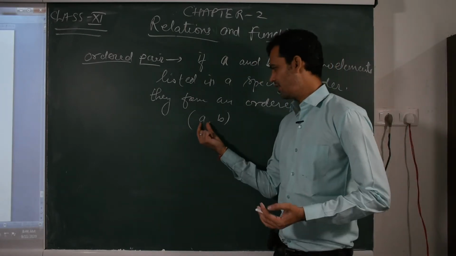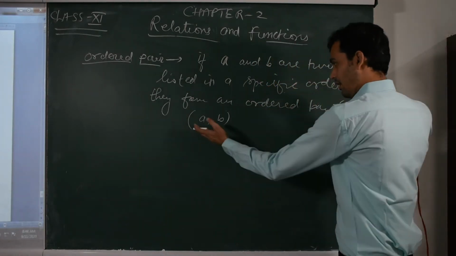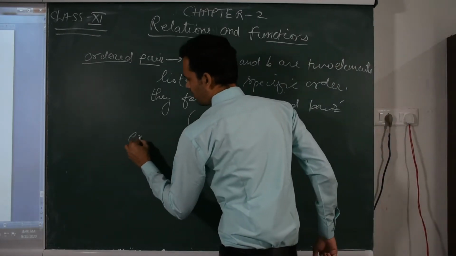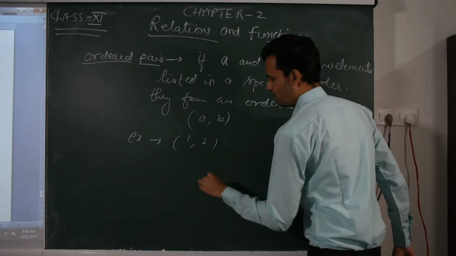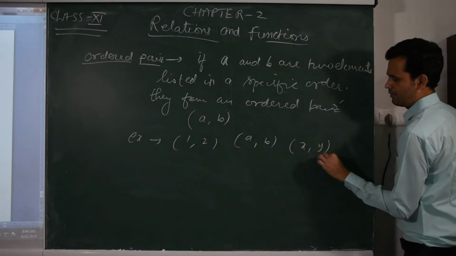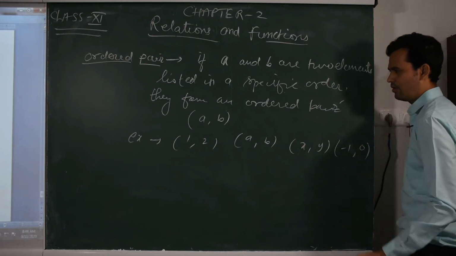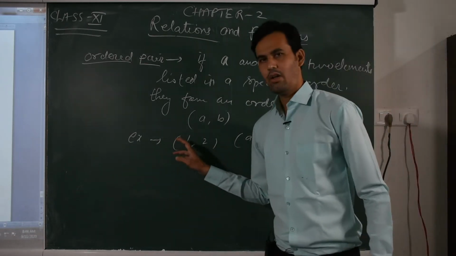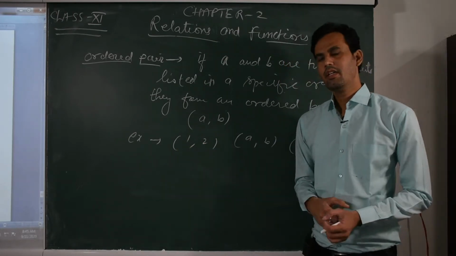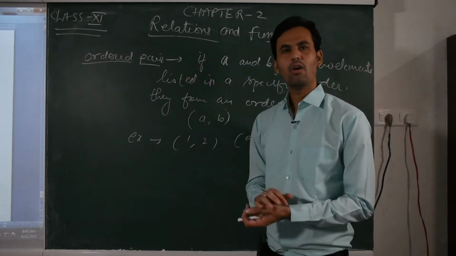In class 9th, 10th also we write the coordinates in this way. So examples of this ordered pair are 1, 2, AB, XY, minus 1, 0. So this is the way to write the ordered pair. This first element is called abscissa and second is called ordinate. So this is called ordered pair.